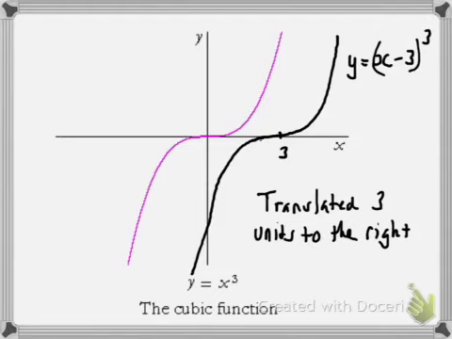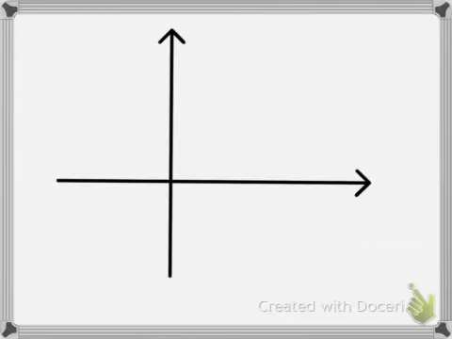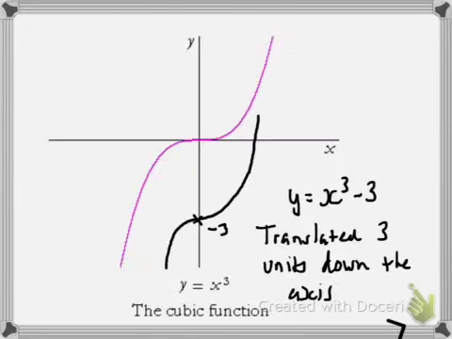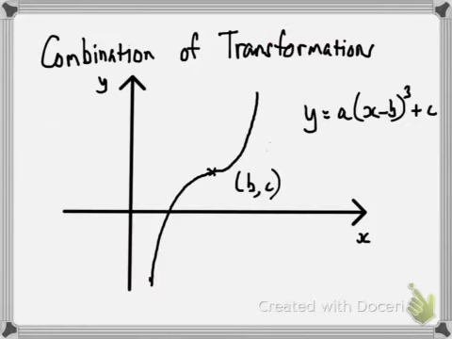Translations, same as before. If we've got a negative 3 inside our bracket, the graph is translated 3 units to the right. And if you get a plus 3 inside our bracket, (x plus 3) cubed, the graph is translated 3 units to the left. Okay, we've got a cubic function here, and it's been translated 3 units down, x cubed minus 3.